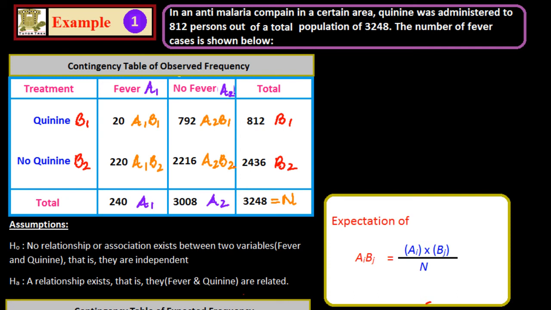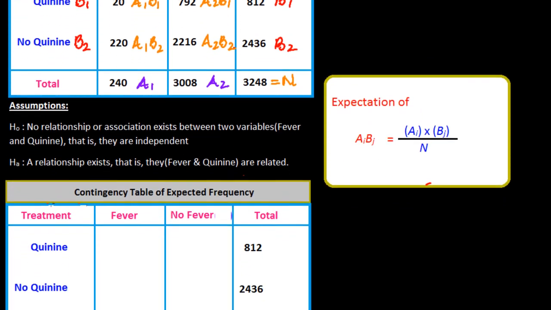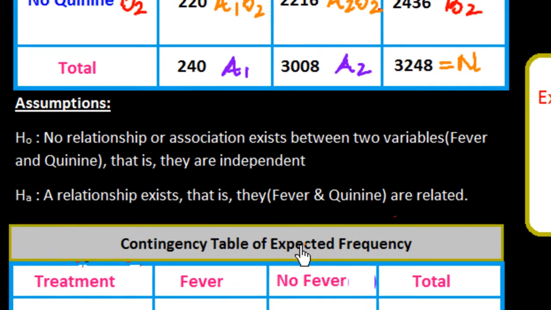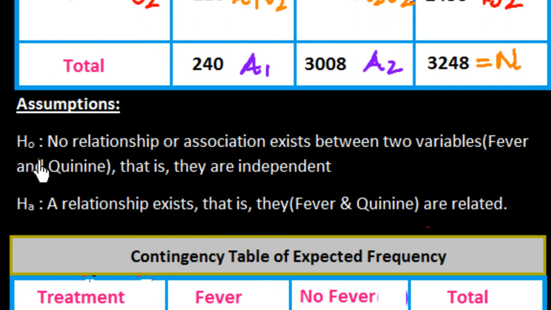Now the assumption we take in our hypothesis: the null hypothesis would be that no relationship or association exists between the two variables, fever and quinine, that is they are independent. In respect to that, the alternative hypothesis would be that a relationship exists, that is fever and quinine are related.